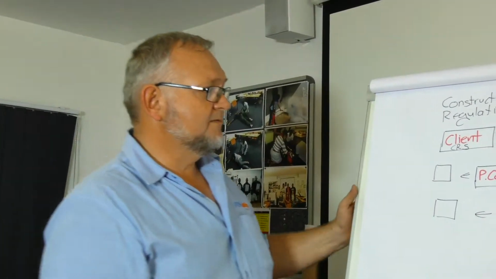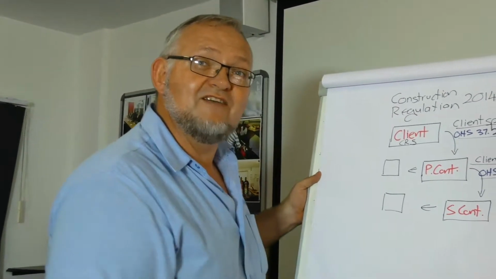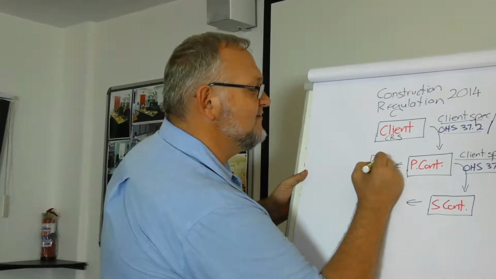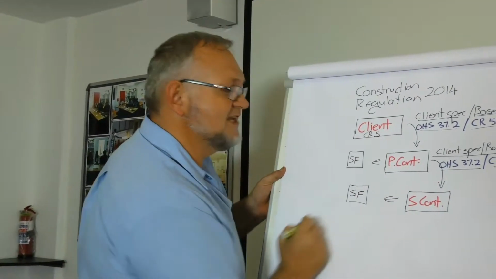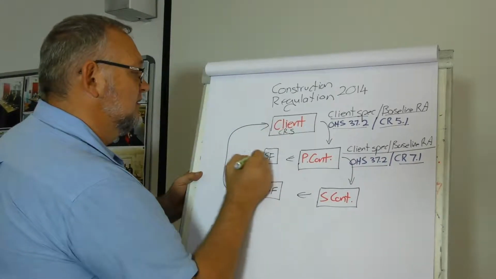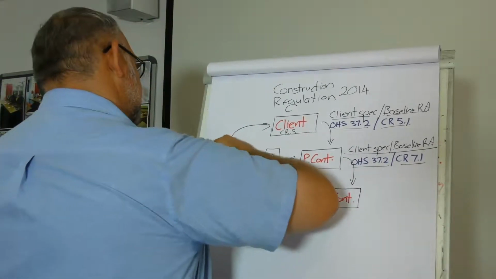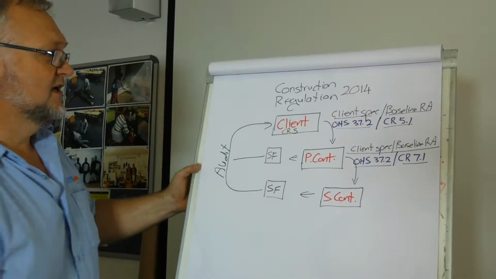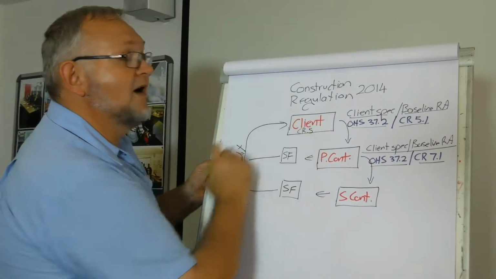Now everybody needs to show proof of evidence of compliance. So that is why they have a safety file. Everybody must have a safety file. These files need to be audited, not exceeding 30 days, as per Construction Regulation 5, by the client.